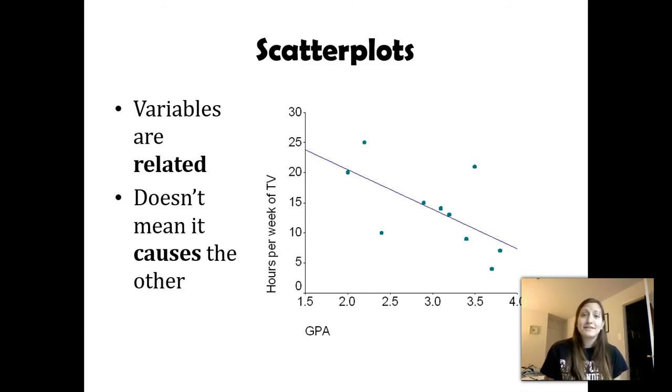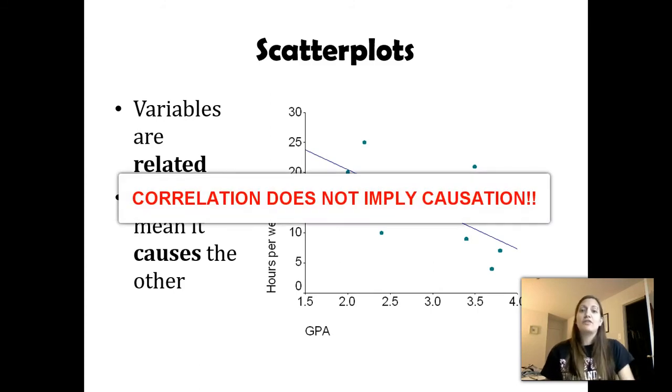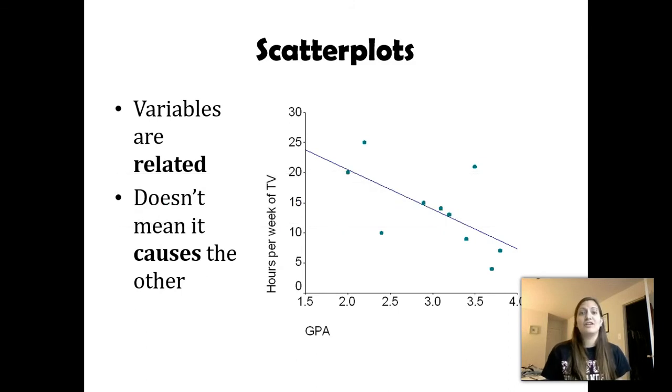There's a very common saying that you may have heard before, that correlation, which is what you see, is relatedness between two variables. Correlation does not imply causation. It is not saying it's cause and effect. So definitely keep that in mind, especially when answering your questions about scatter plots.